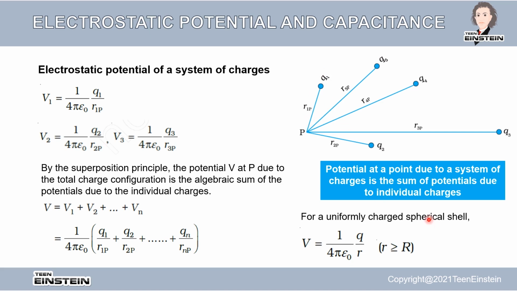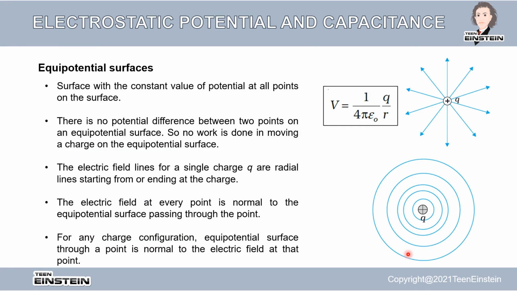For a uniformly charged spherical shell, we have V equal to 1 by 4 pi epsilon naught into Q by R, where R is much greater than capital R, the radius of the shell. So in this case, if you have a uniformly charged spherical shell, you can consider it as a point charge, given that the point where you are calculating the electric potential is much larger compared to the radius of the spherical shell.